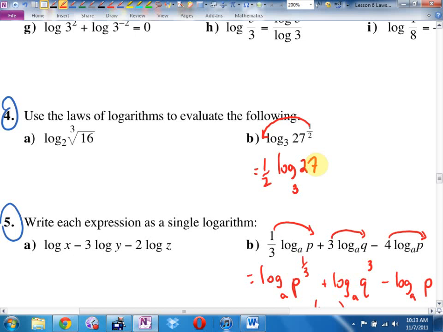3. In other words, instead of writing this as 1/2 times the log base 3 of 27, I think what you're saying is it's 1/2 times 3. Roxanne, 3 over what? Top times top, bottom times bottom.